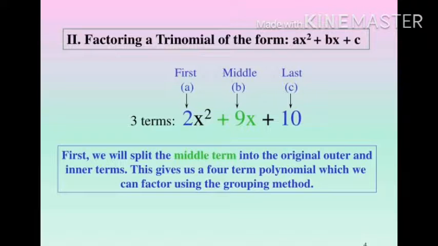Factorizing a trinomial of the form ax square plus bx plus c, like 2x square plus 7x plus 10. In this there are 3 terms because it's a trinomial. So the first term is 2x square, the second term is 9x, and the last term is 10. First we will split the middle term into the original outer and inner terms. This gives us a 4-term polynomial, which we can factor using the grouping method.